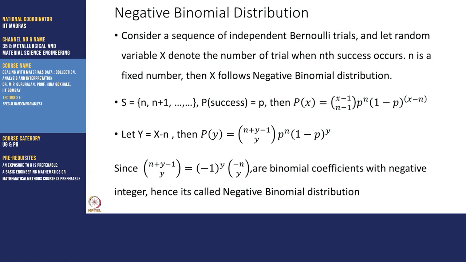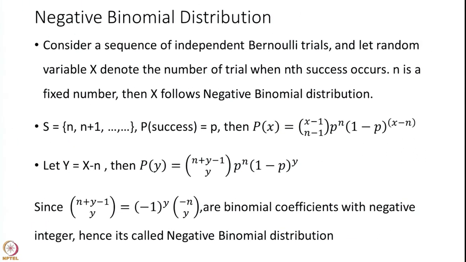So, just as we said that in the geometric case the first success occurs, here n is a fixed number, and it is the nth success which occurs on the xth trial. Then we say that x follows a negative binomial distribution. Therefore, your S, that is the values that x can take, is n, n plus 1, n plus 2, etcetera. Probability of success, it is a Bernoulli trial, so we still consider it as a probability p.